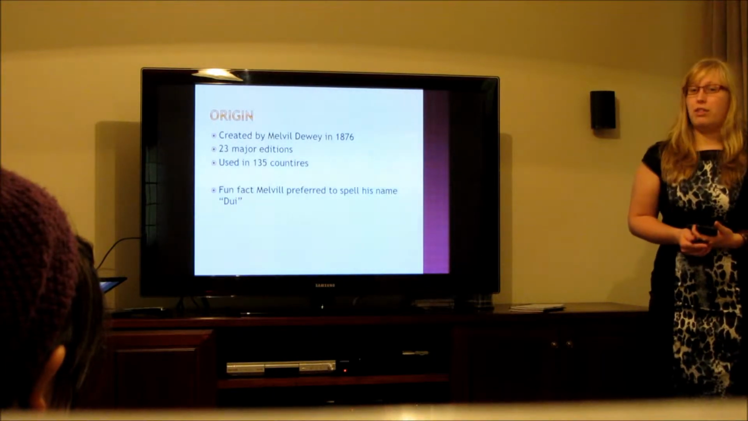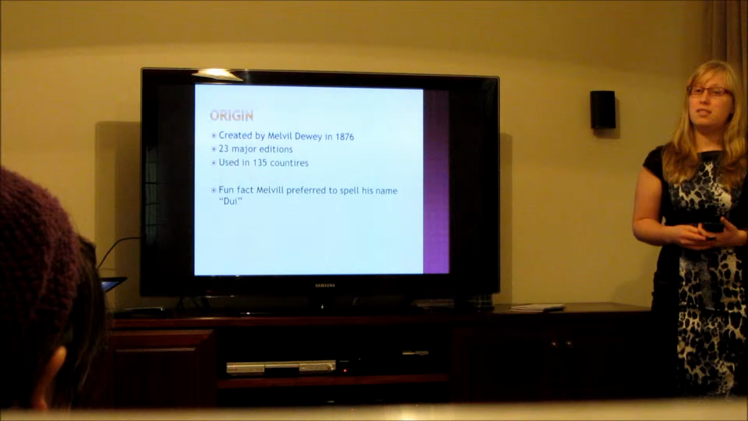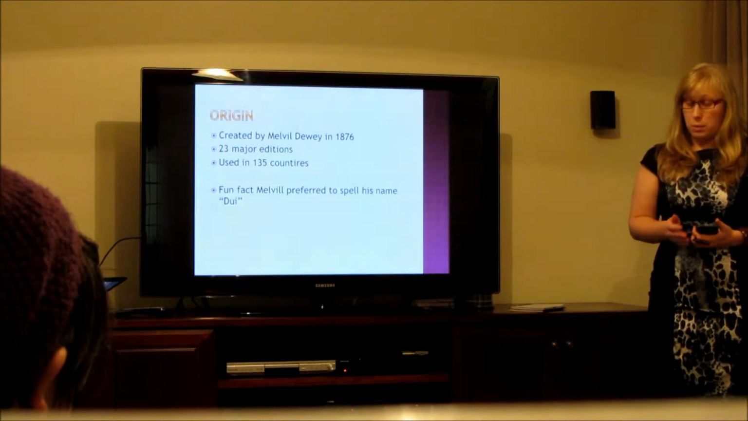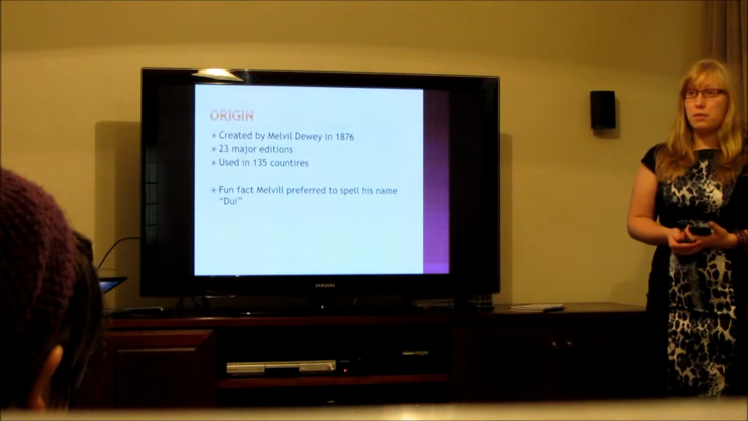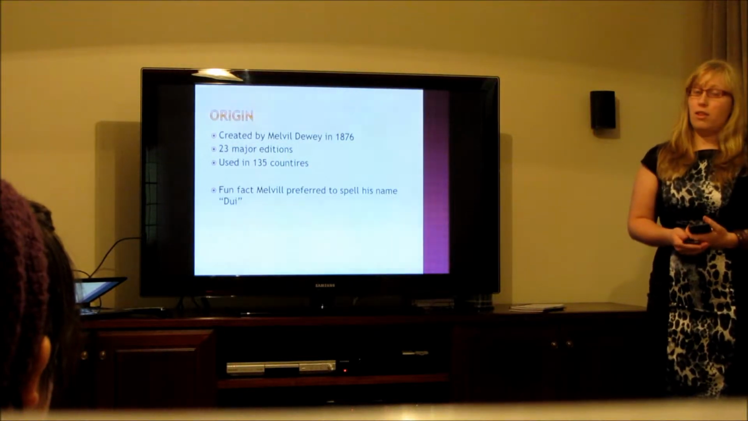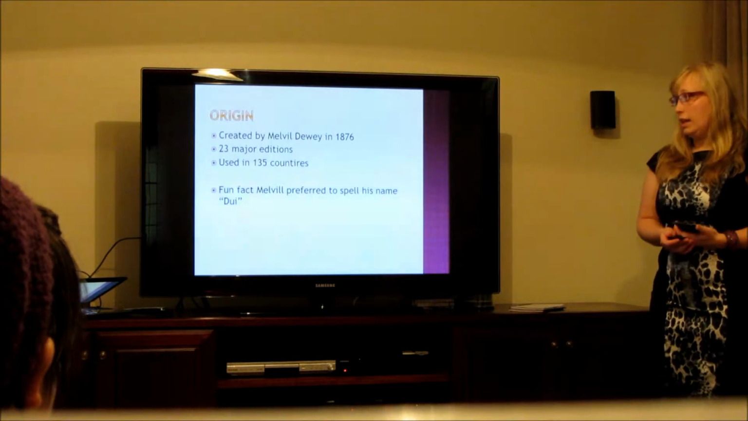To date, we have 23 major editions of the Dewey Decimal System. They are constantly being revised. Mr. Dewey was a part of about 12 of these revisions before he passed away, and after that, the further 11 have been revised constantly over the years.